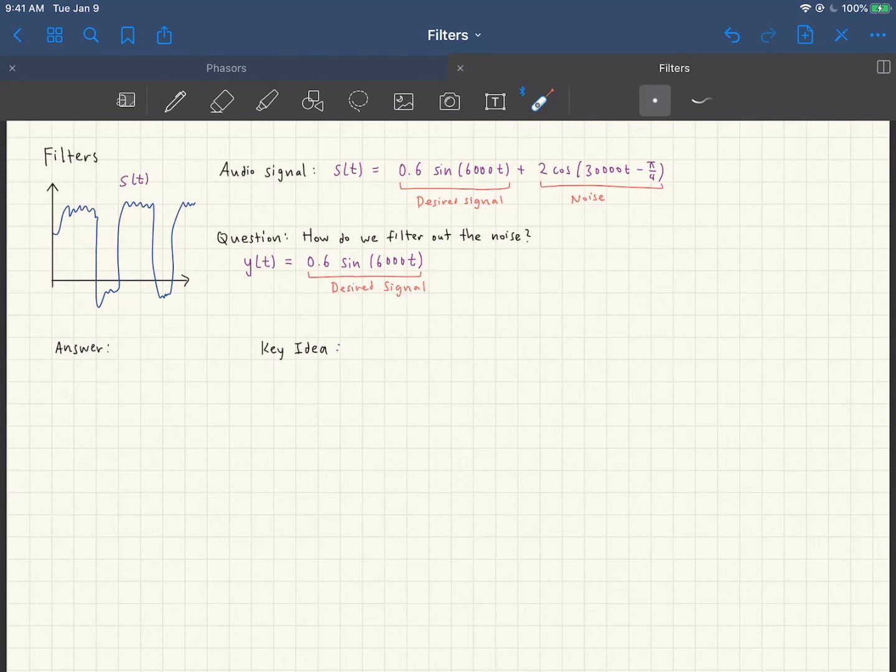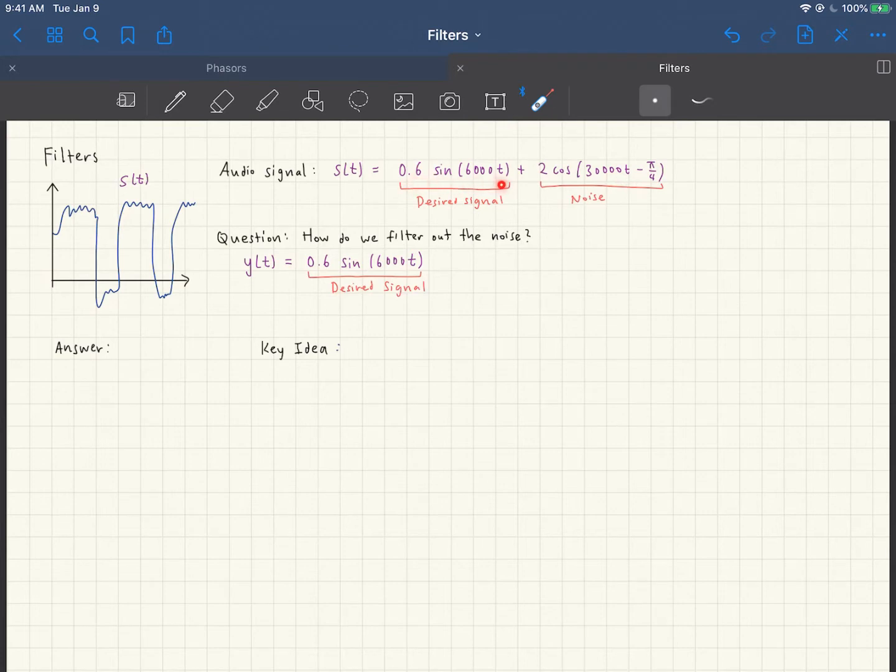In this set of videos, we're going to be talking about filters. As an introductory motivating example, let's take a look at an audio signal S of t, which has a waveform shaped over here. We were able to decompose S of t as 0.6 sine of 6000t plus some noise to cosine of 3000t minus pi over 4.